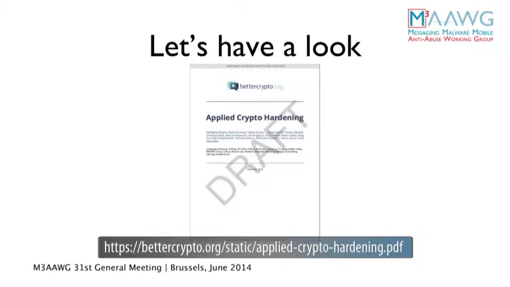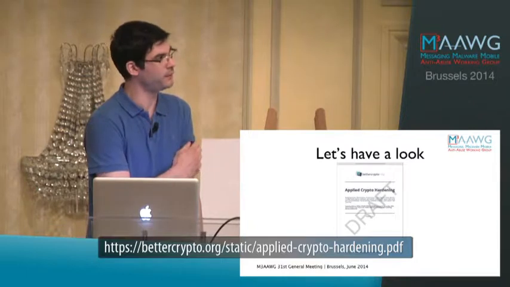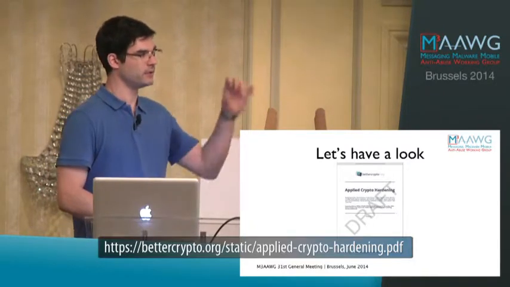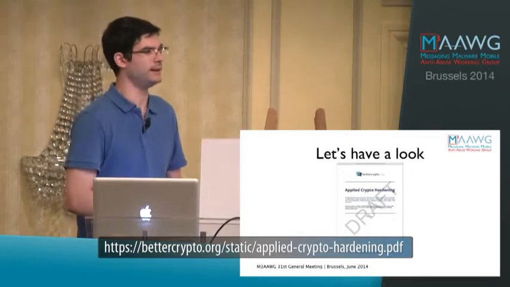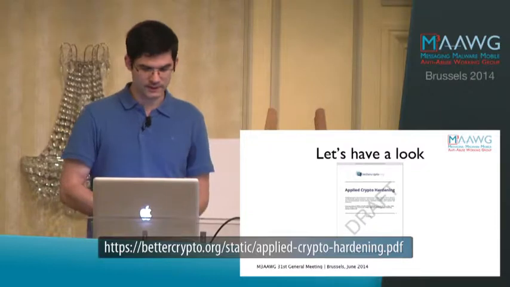So the paper looked like that. I just copy-pasted the first pages. I invite you to go to bettercrypto.org, download the PDF and look at it. It's updated really frequently. So you have at the upper side of the page the revision ID, which is the Git version. But it's built every night.